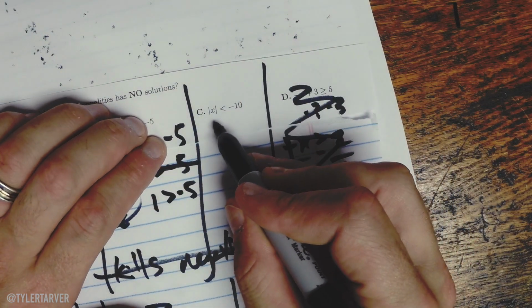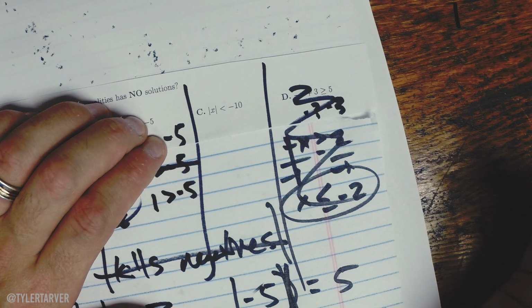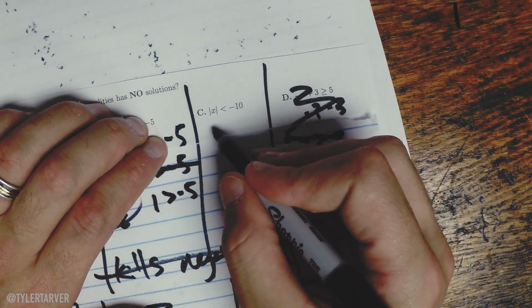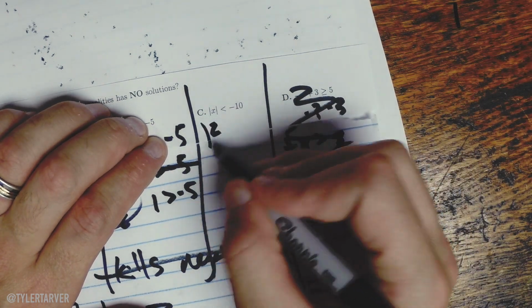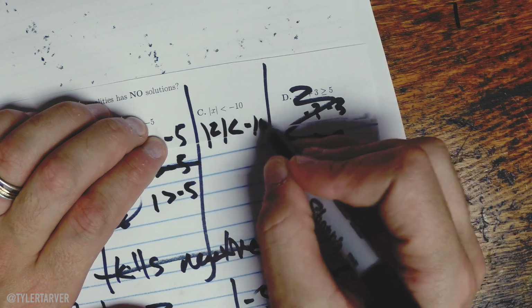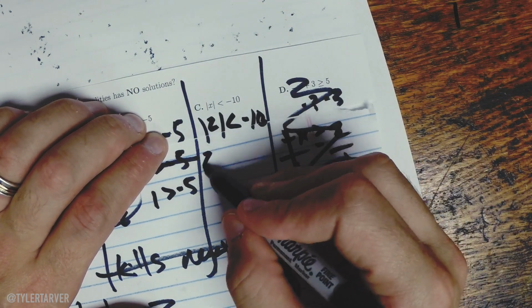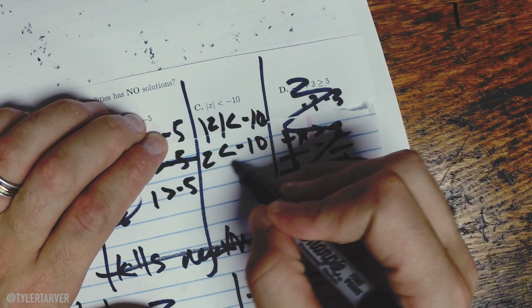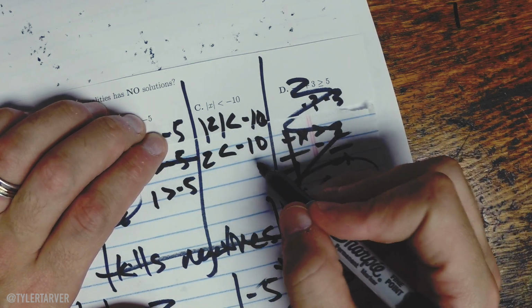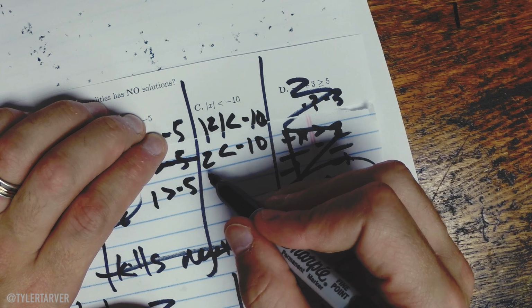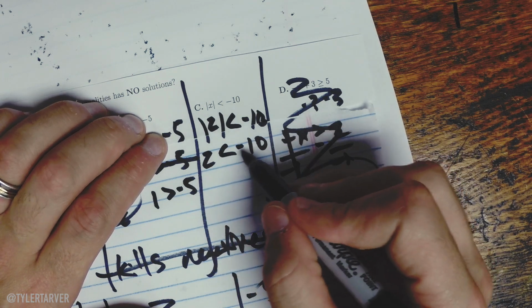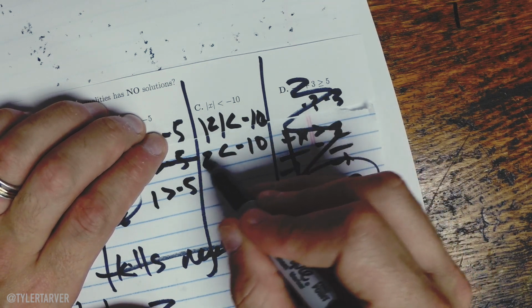Okay, so it's absolute value of x is less than negative 10. All right, well, let's try a regular number, so let's just try 2. Absolute value of 2 is less than negative 10. Well, absolute value of 2 is just 2. Is 2 less than negative 10? No, negative 10 is a negative, and 2 is a positive. Therefore, negative 10 should be less, so that doesn't work.